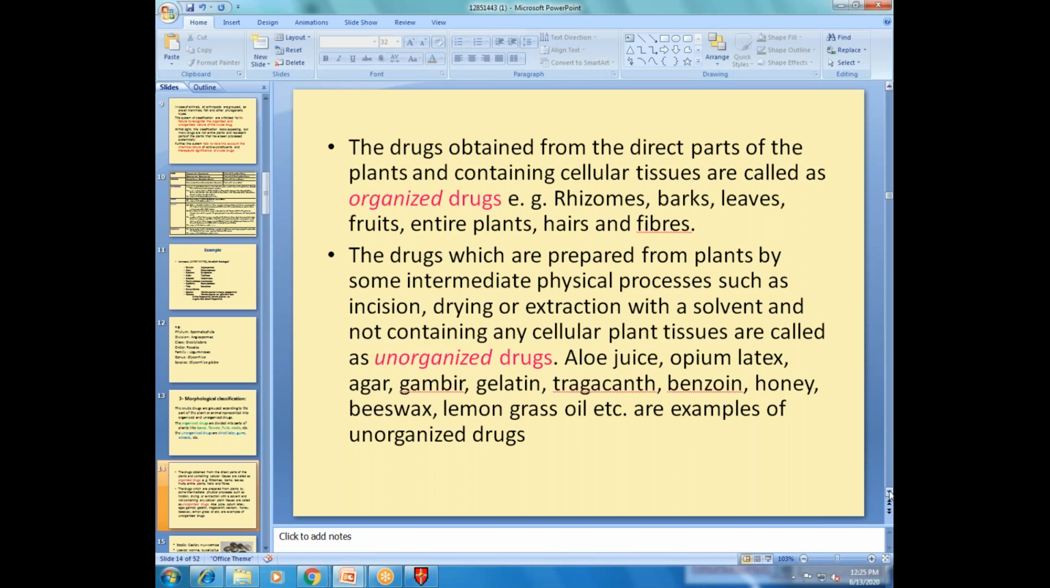Latex is like, if you take a raw papaya and make an incision on it, it will ooze out a milk. That milky exudation is called latex. I know you don't know agar, acacia, gelatin, tragacanth, benzoin. I know you may have heard of them, but unless I explain, definitely you will not know.